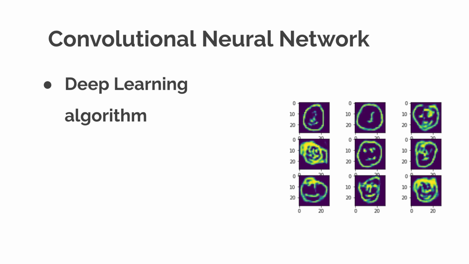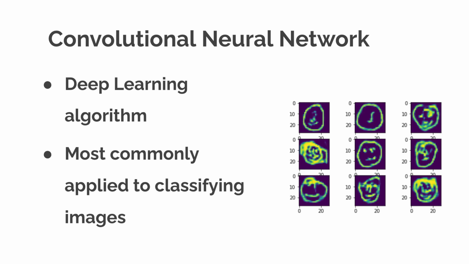All right, let's break down a convolutional neural network. It's a type of deep learning algorithm, meaning it's a neural network, and it's very commonly used to classify images. For example, to classify this is a dog, this is a cat, or to find eyes, noses, and ears inside of an image, as well as videos.